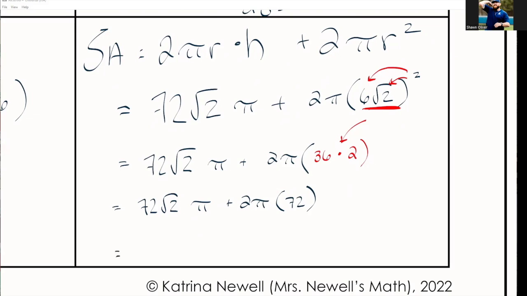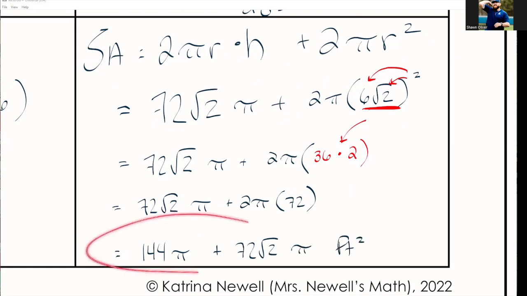My final answer: 144 pi plus 72 root 2 pi. Why did I not put these two numbers together? Because they are not like terms. One of them has a square root and the other one doesn't. If you think back to your Algebra 1 days, it would be like saying 144x plus 72xy. Are those like terms? No. So we can't really just combine them.